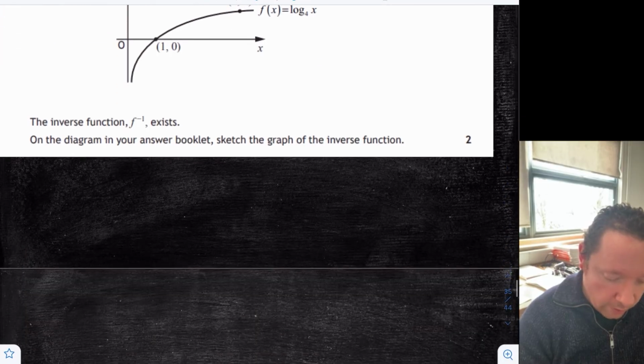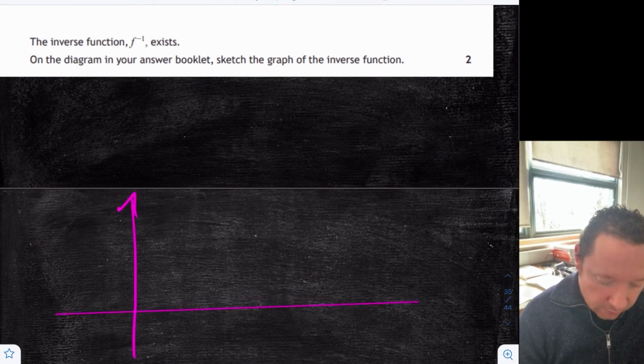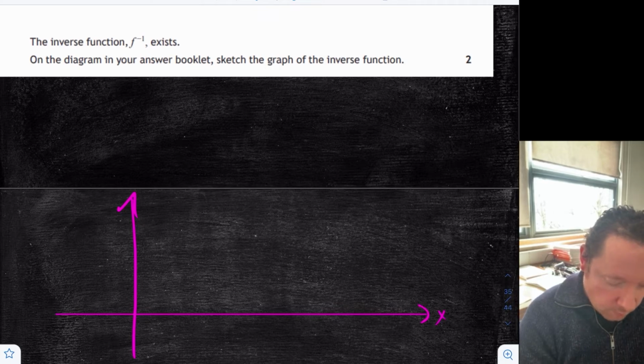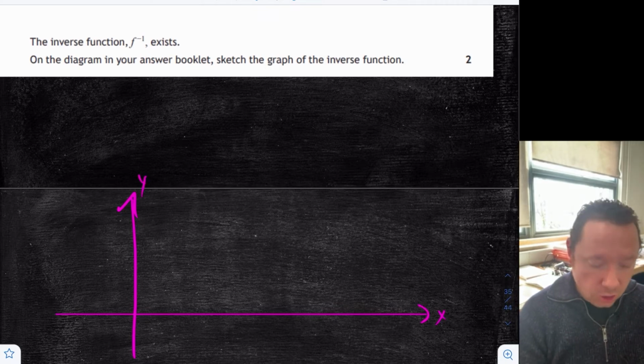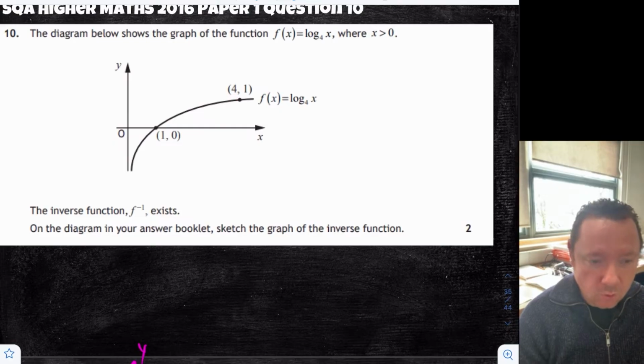Okay, I'll just draw you a quick sketch of this. So you've got your y-axis, you've got your x-axis, and you should know that a log graph's inverse is an exponential. It reflects in the line y equals x. So these points, you can just switch the order. So 1, 0 becomes 0, 1, and 4, 1 becomes 1, 4.